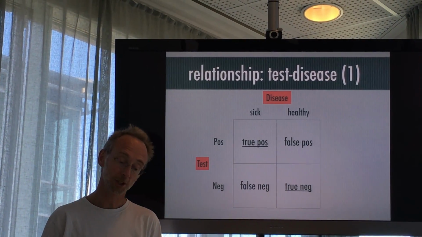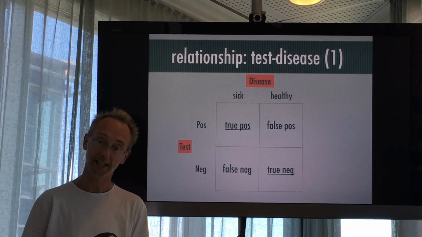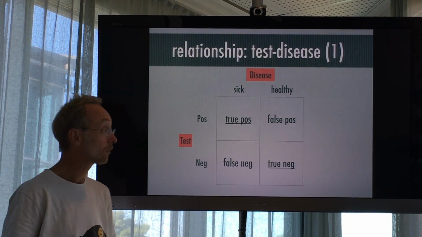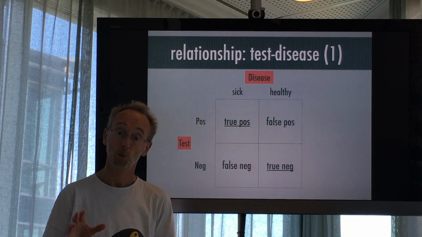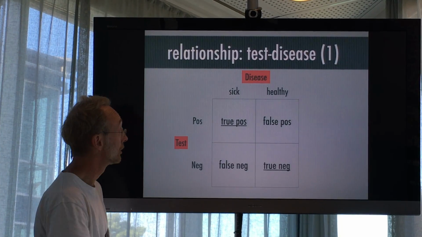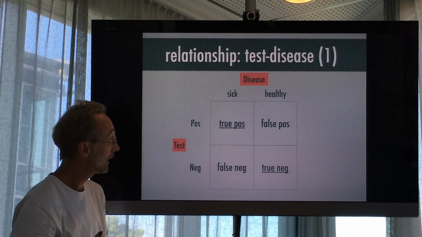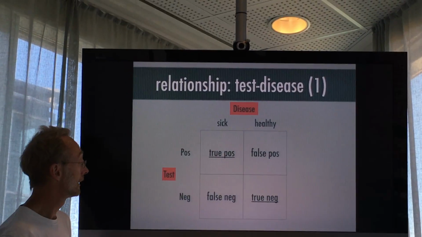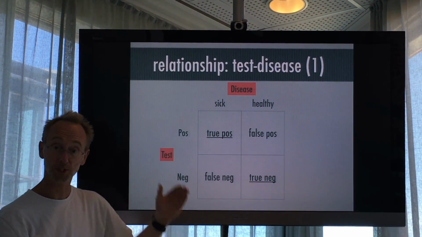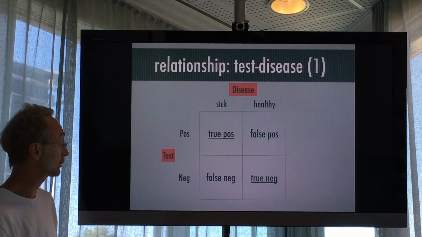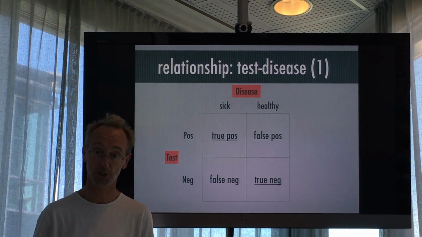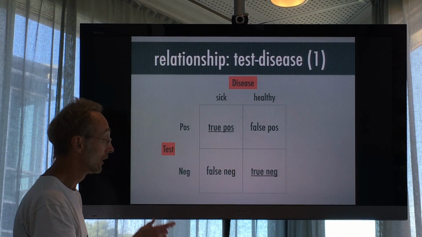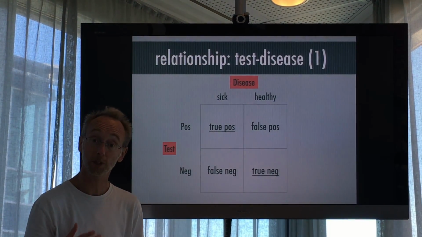In this video, I'll try to explain the relationship between the test and the disease. First of all, we group patients into those with a disease, who are sick, and those who are healthy, the people without disease. Then we group the test results into those with a positive test result and those with a negative test result. Okay, we actually have four possibilities.